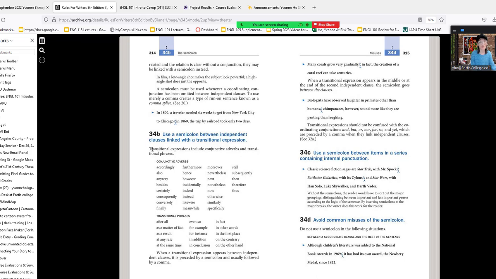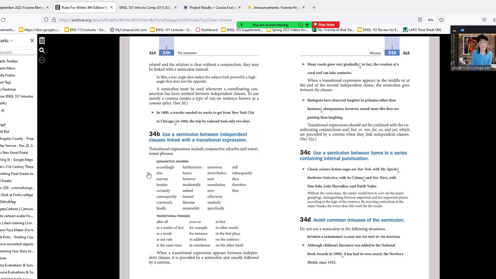Use a semicolon between independent clauses linked with a transitional expression. Transitional expressions include conjunctive adverbs and transitional phrases. Conjunctive adverbs: accordingly, also, anyway, besides, certainly, consequently, conversely, finally, furthermore, hence, however, incidentally, indeed, instead, likewise, meanwhile, moreover, nevertheless, next, nonetheless, now, otherwise, similarly, specifically, still, subsequently, then, therefore, thus.